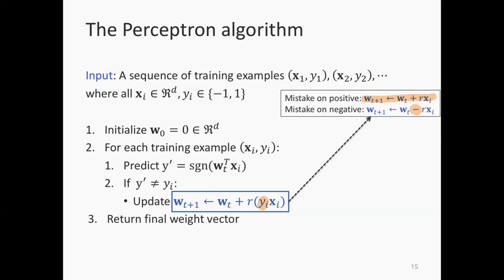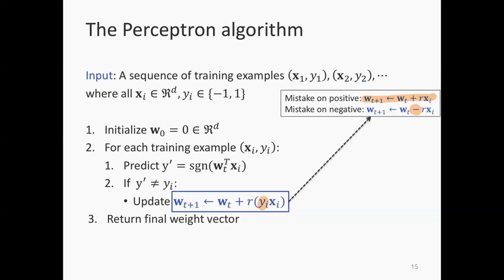So let's reflect on this a little. If an example is positive and the perceptron makes a mistake on it, then the rule says add the example to the weights. There's an r there. Let's pretend r is 1. So if there's a mistake on a positive example, you just add the example to the weights. If there's a mistake on a negative example, you take away that example from the weights. That's the entirety of the update rule.